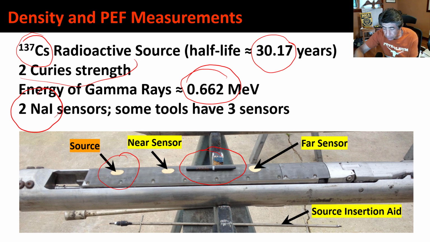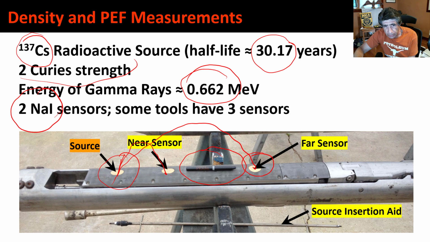What happens is that this is the source. This is where the cesium-137 is emitting gamma rays in a collimated way. Then some of them will make it to the near sensor, and some of them will make it to the far sensor. We use two sensors to compensate for several environmental issues, but most notably the presence of mud cake or standoff. I also want to say that it's hard to appreciate from this plot, but the diameter of the far sensor is often larger than the near sensor to compensate for the loss of gamma rays as a function of distance.